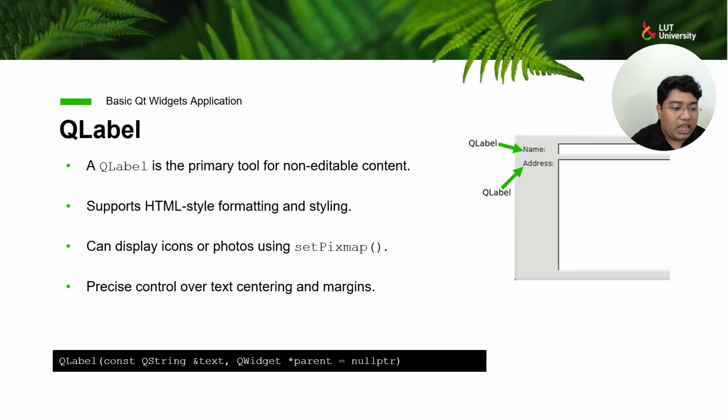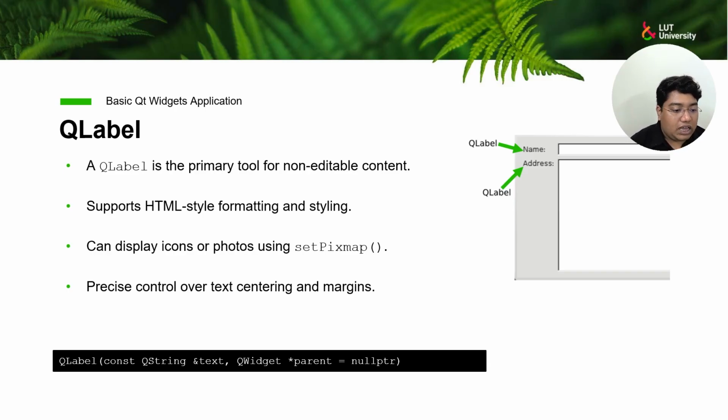Now, not every widget is interactive. Sometimes we simply want to display information. That's the job of QLabel. A label can display plain text. It can also display formatted text. It can even display images using setPixmap.